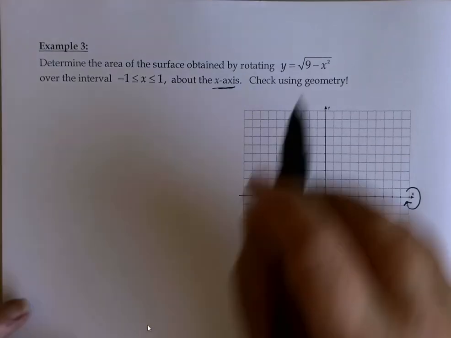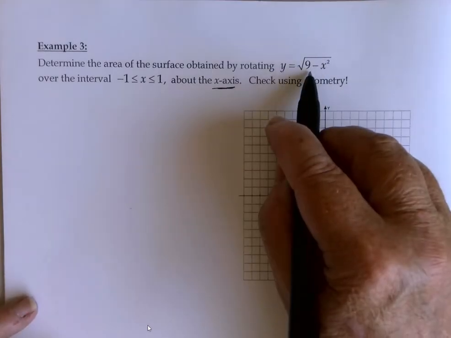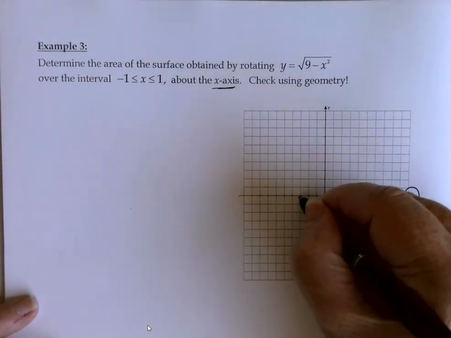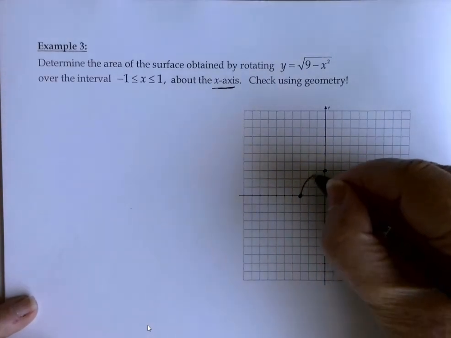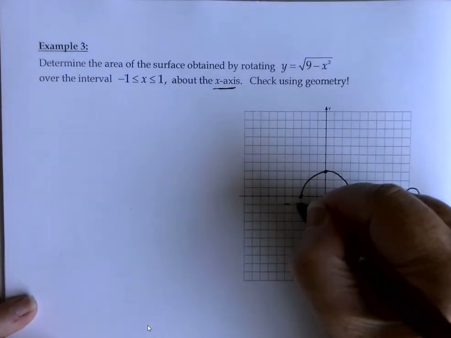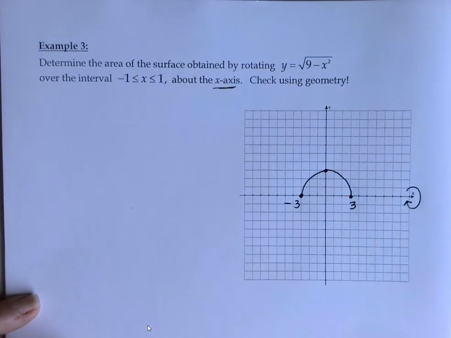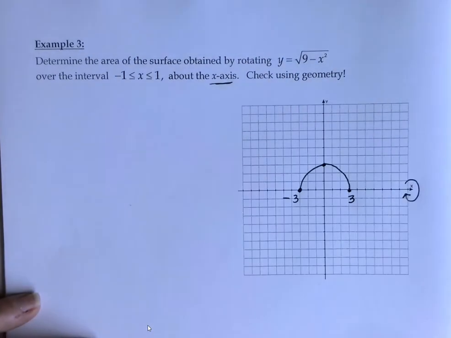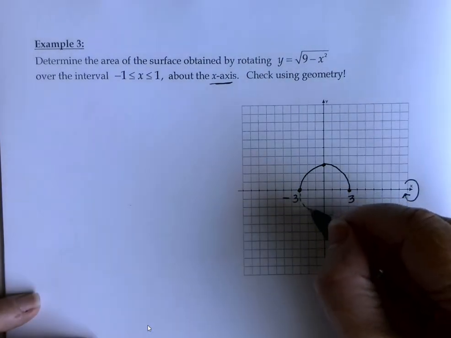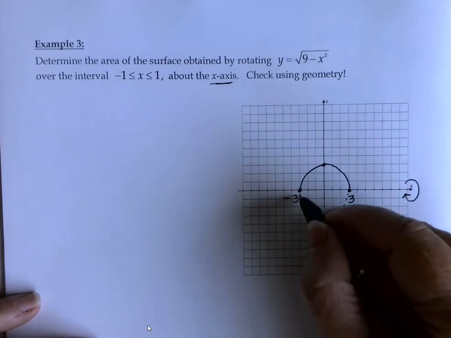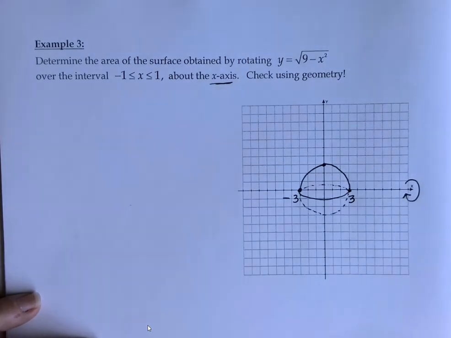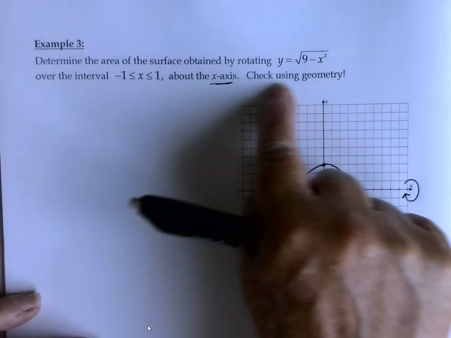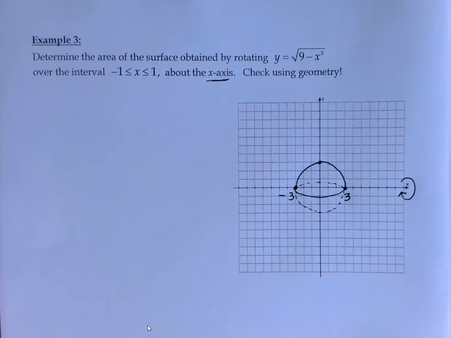All right. This is actually just the top half of a circle of radius 3. If you weren't sure about that, you could, of course, graph on a calculator or Desmos. And if you can imagine rotating that around the x-axis, what you're going to end up getting is actually a sphere. And we know the formula for the surface area of a sphere. So when it says check using geometry, we will do that after we find it using our surface area formula with calculus.